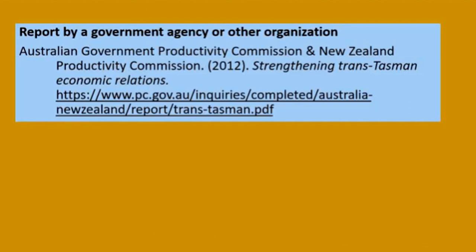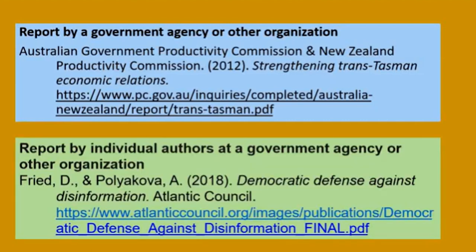For a report by a government agency or other organization, the name of the agency will come first. For example, Australia Government Productivity Commission comes first, then the year, then the title. If it is a report by an individual or a few authors to a government agency, then first the names of the authors will come, then the name of the agency will appear after the title.